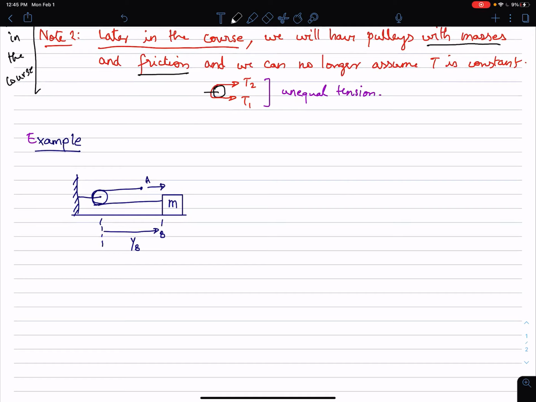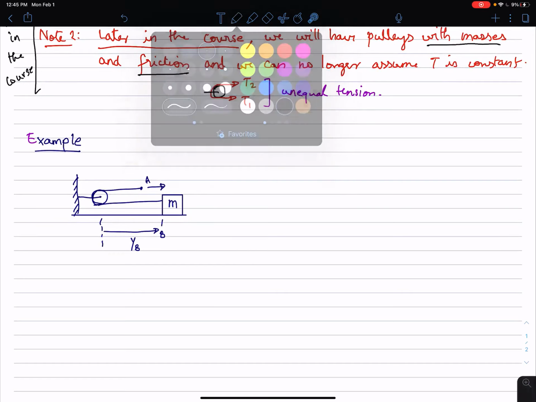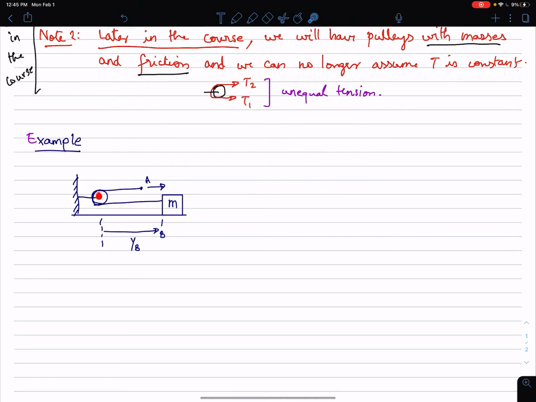Okay, so having said that, let's actually do another pulley problem. So we have a pulley here, which is connected to a mass, and you're pulling on a rope like so.